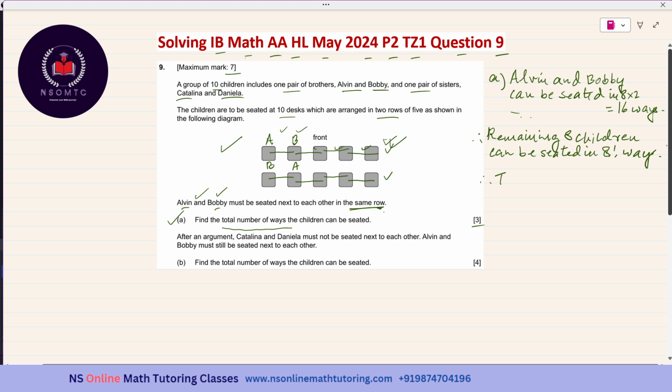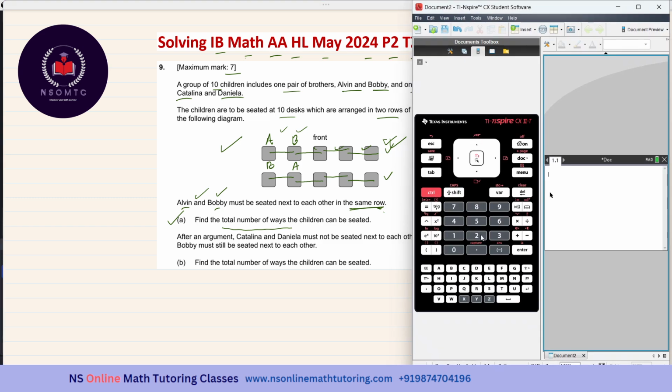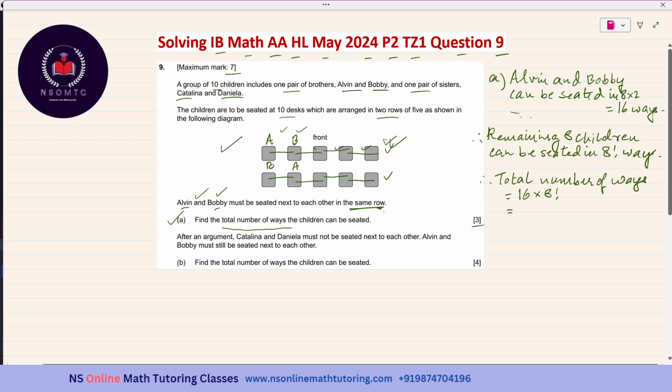Therefore, total number of ways will be equal to 16 times 8 factorial, which is equal to, let me take the calculator, 16 times 8 factorial, 645120 ways.